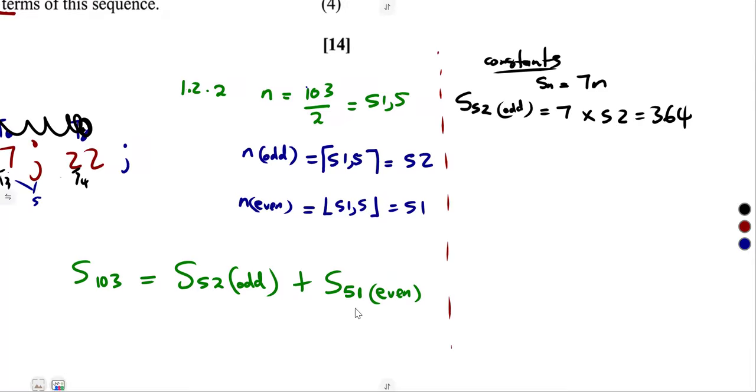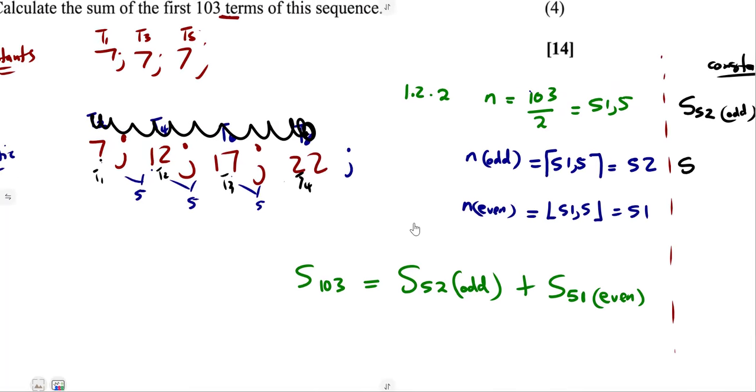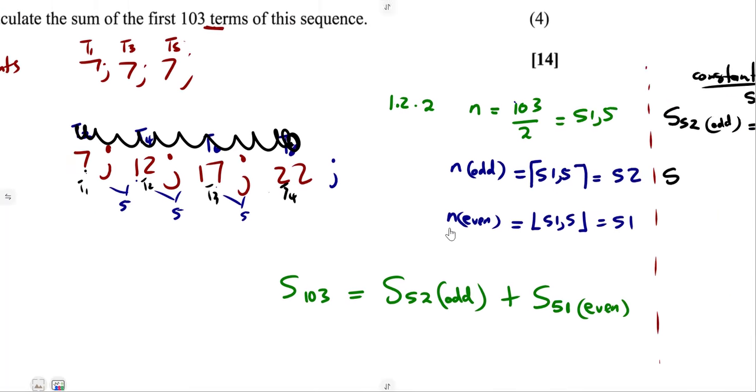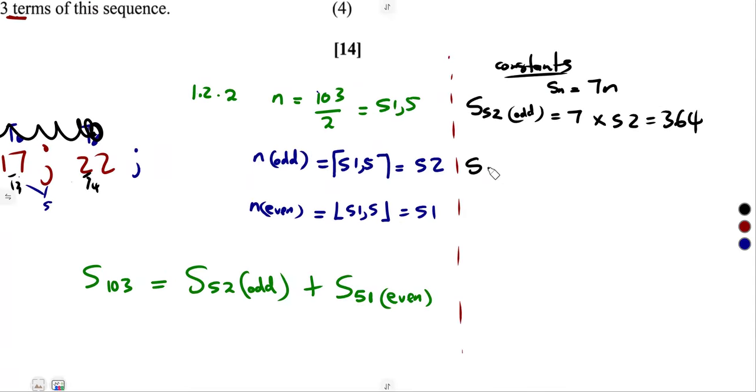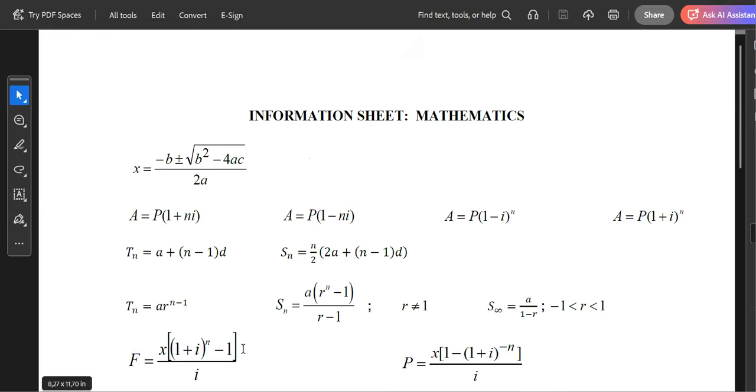364. Then for the even terms, remember the even terms are the ones that form an arithmetic sequence, the ones that we have been working with here. So we are finding the sum for an arithmetic sequence. Since it is an arithmetic, Sn is equal to what? You can use the formula in your formula sheet. Sn is equal to n over 2 into 2a plus n minus 1 times d. You have got this part.